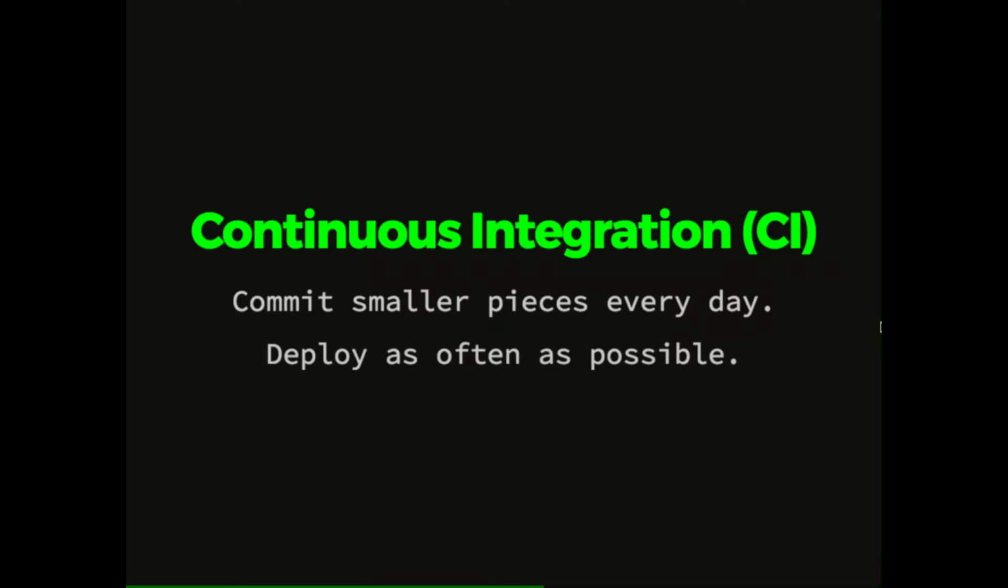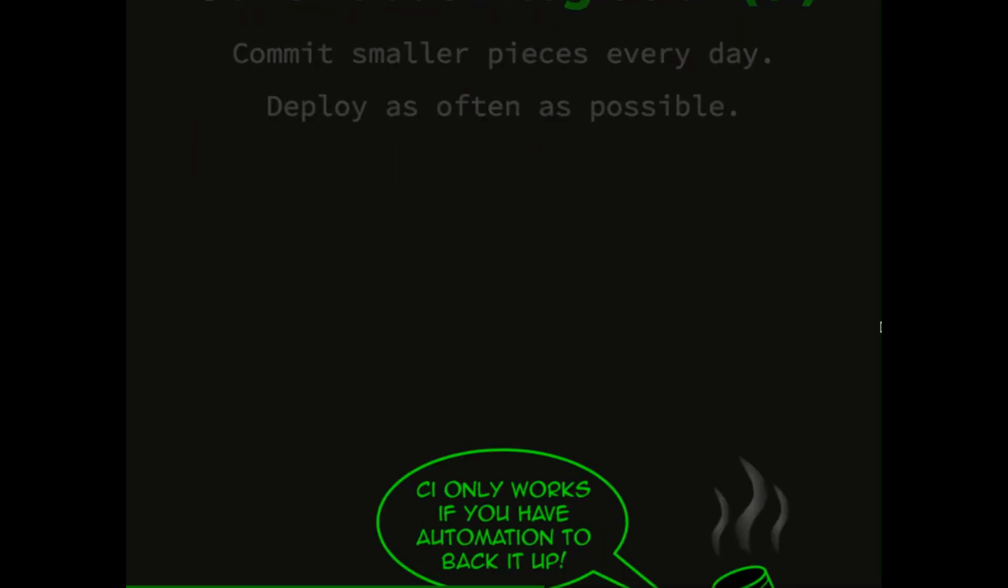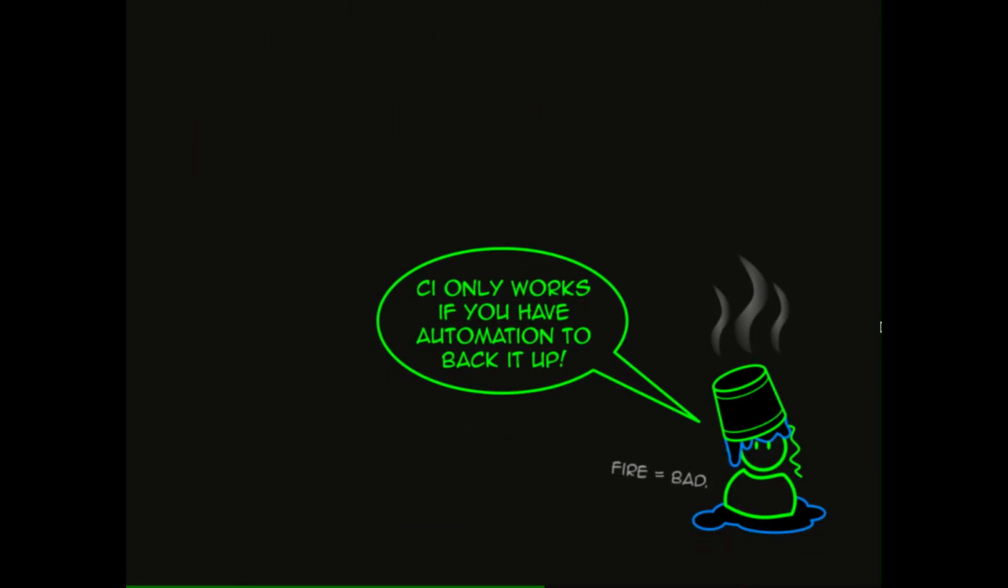What we need is something called continuous integration, or CI. It's a really, really fancy word for actually a pretty simple concept. Commit smaller pieces of code more often, and then deploy those pieces of code out to servers as often as possible. And sometimes this can be multiple times a day. The thing is, with CI, it only works if you have automation to back it up, because we don't want to have our ops people always on fire.